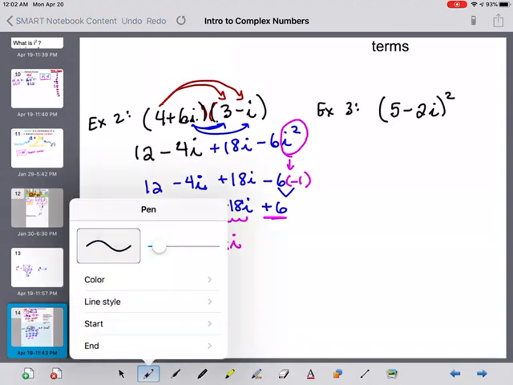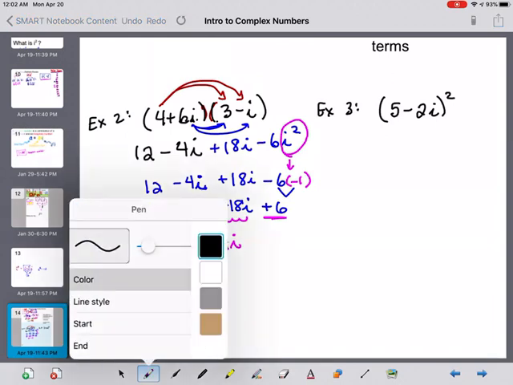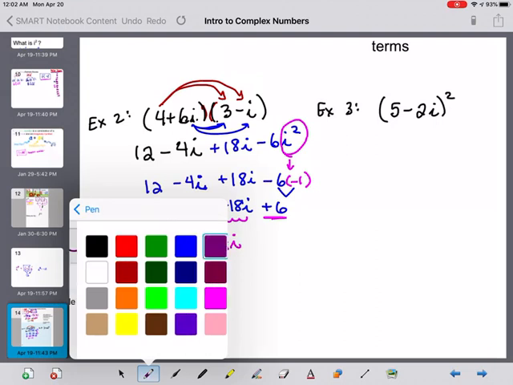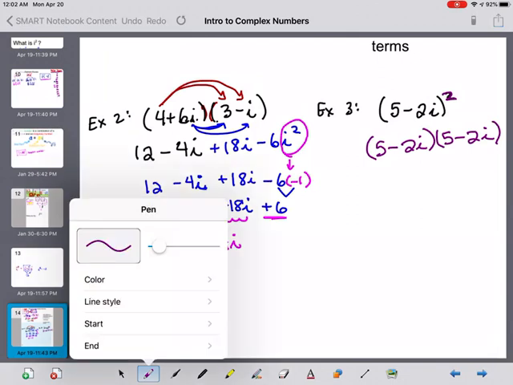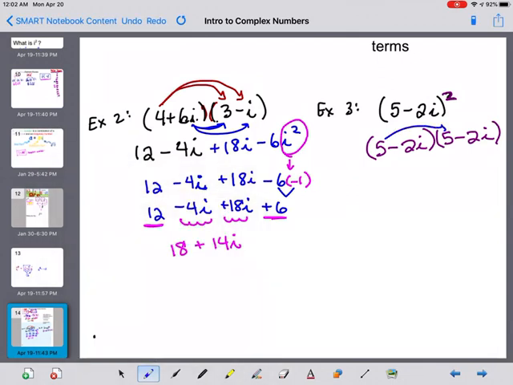Last example, and then you never have to hear me and you can just practice. So what we're going to do here is the exact same thing, but notice it's not written out. Instead, it's to the second power. That tells me I have to write whatever's in parentheses 2 times. So I write this twice, 5 minus 2i. Now I'm going to do FOIL or the box method because it's multiplication.